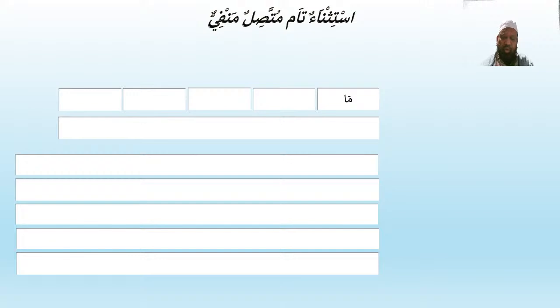ما means if we want to make the فعل ماضي; if you want to make the فعل مضارع, we have the لا there. Okay. So here is a ماضي example: ما حضر المدعوون. المدعوون is جمع مذكر سالم. If you take the واو and نون away, it will be المدعو. And what does المدعوون mean?